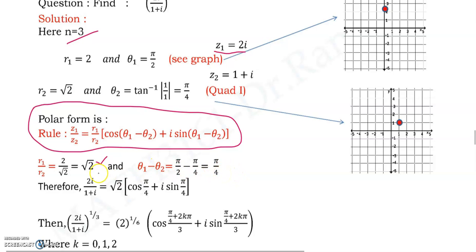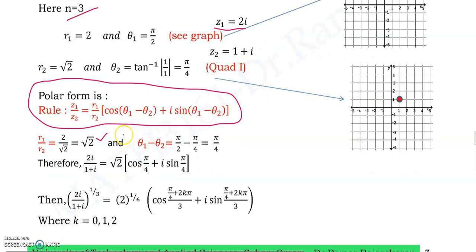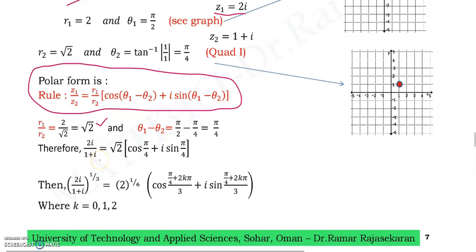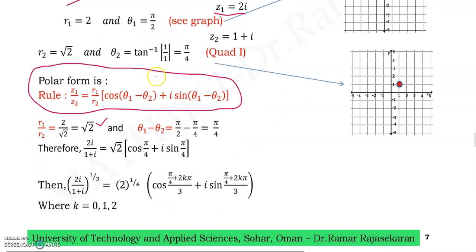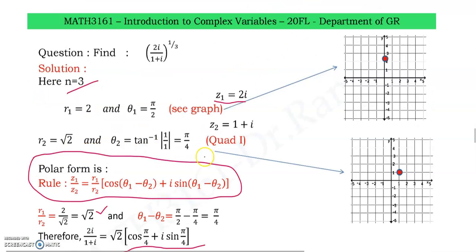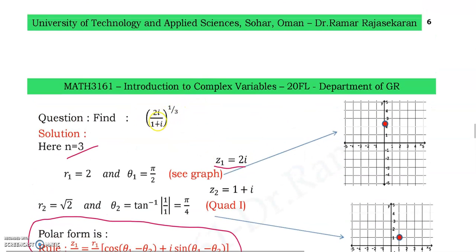So what you do is substitute r1 by r2 and theta 1 minus theta 2 in this rule, so that you can find the polar form of the given complex number. Now this is the polar form. But what we have to find is the third root of the polar form.